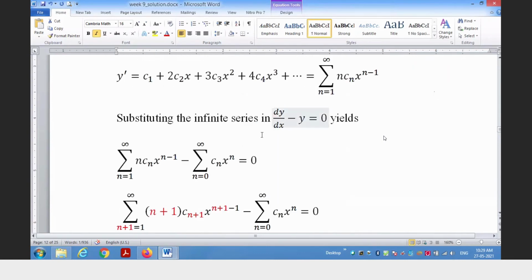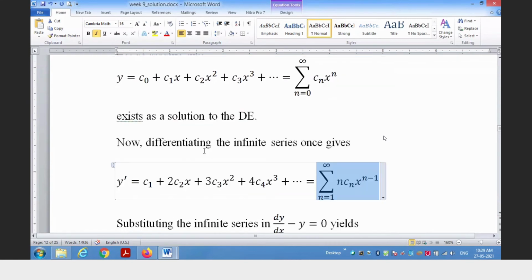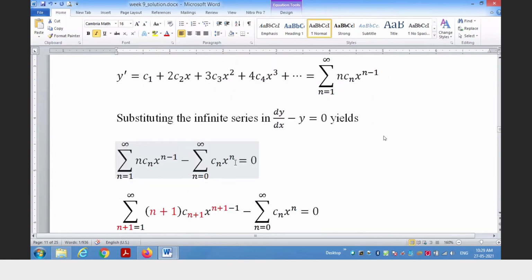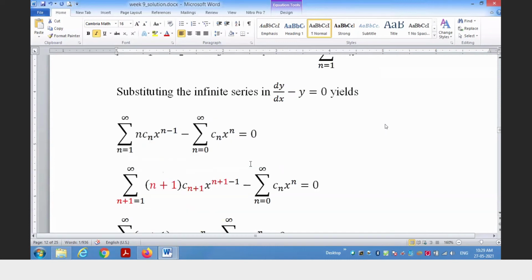So this one is dy/dx, which is our y prime. We replace it with the series, minus y. We replace y with this series, equal to 0. Now the whole equation involves summations. You notice here that you want to find the coefficients, the cn's.